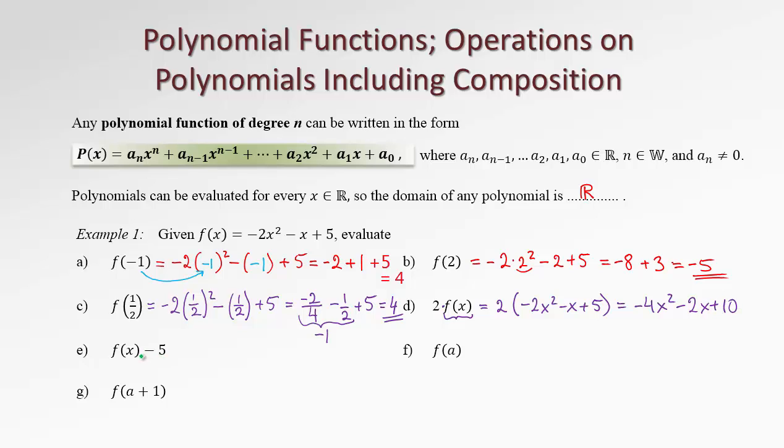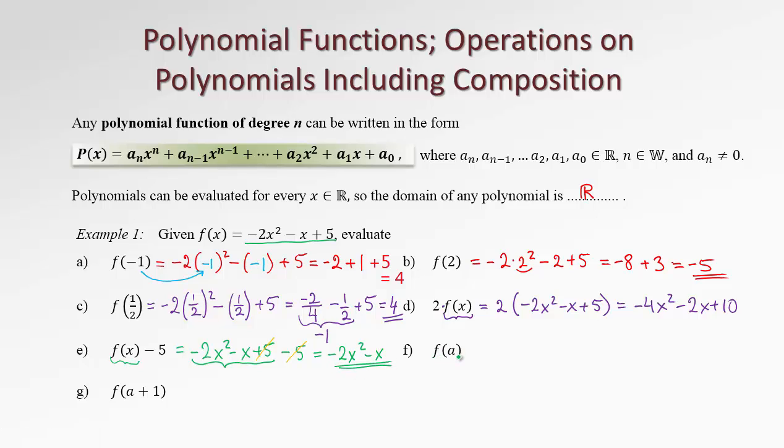Let's see the next example. This time it's f of x minus 5. So f of x by itself is this whole expression. Okay, let's write it down. -2x squared minus x plus 5. And then we are subtracting 5 from outside of this function. Our whole function is here, and then we're subtracting 5. Here we can notice that this -5 can be reduced with the plus 5. So the overall expression becomes -2x squared minus x as a final answer.